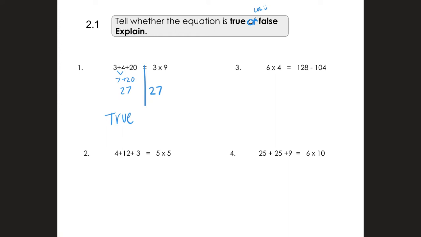For number 2, again, I like to write a line that goes straight down to separate the left side from the right side. It just helps to keep me organized. So I have 4 plus 12 plus 3. There are many ways I can choose to add these three numbers, but I'm going to add 4 and 3, which is 7, and then plus 12, I know is 19. So the other side has to equal 19, but it's 5 times 5, and we all know that 5 times 5 is 25.